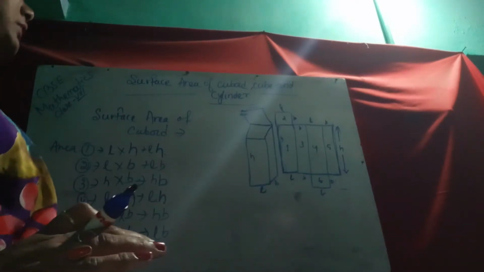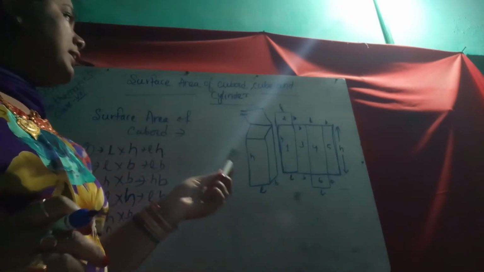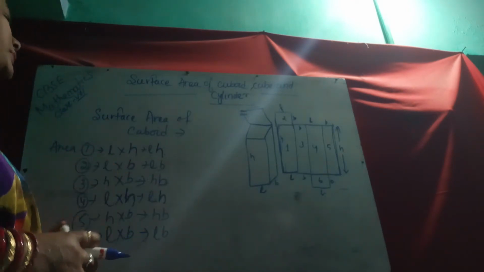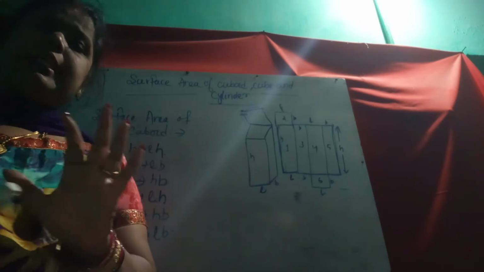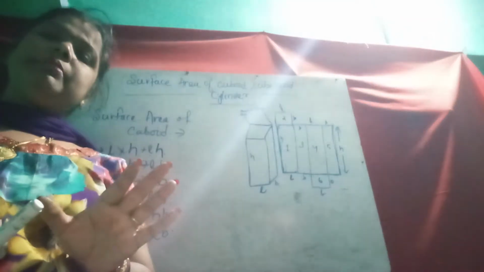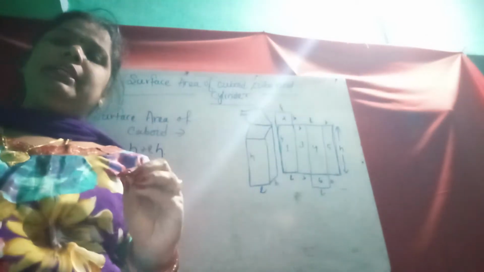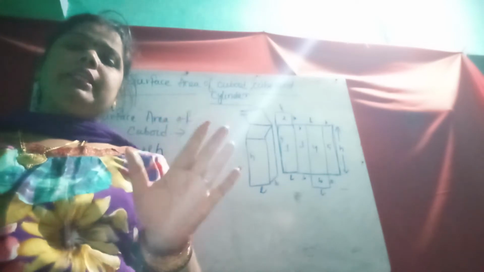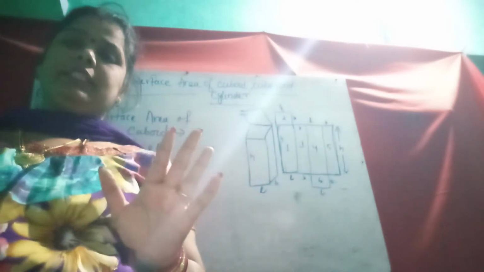So good morning students. Today we will learn the surface area of a cuboid, cube and a cylinder. A cuboid is a three-dimensional figure. A three-dimensional or 3D figure is a figure which has length, breadth and height. A cuboid or a cube has 6 faces.